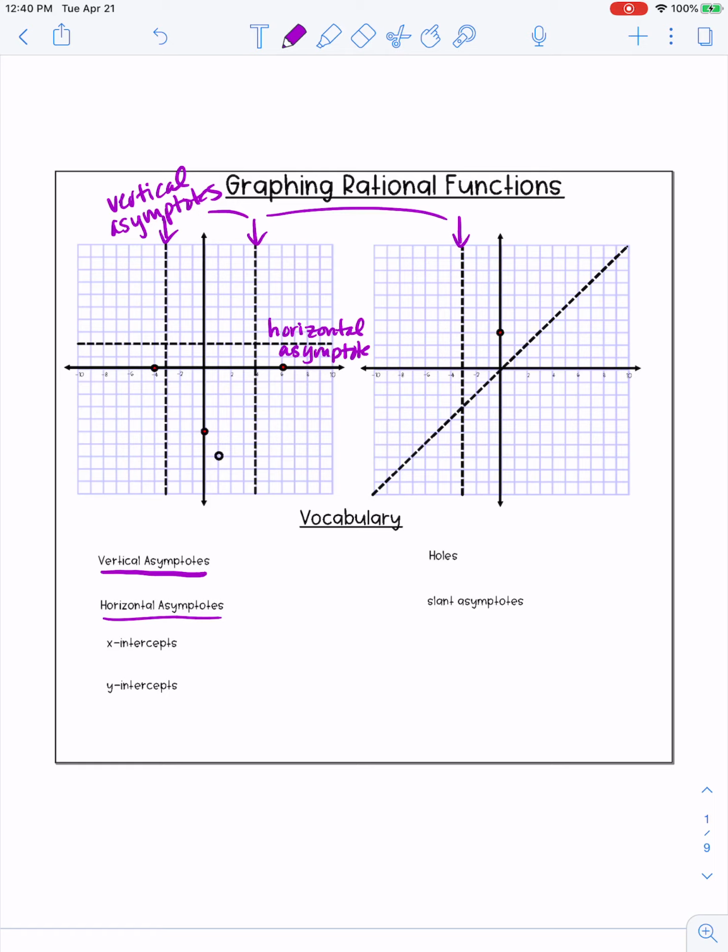We have x and y intercepts. So x-intercepts obviously are points on my x-axis. So these are examples of x-intercepts. My y-intercepts obviously are points that are on my y-axis, so this is an example of a y-intercept.